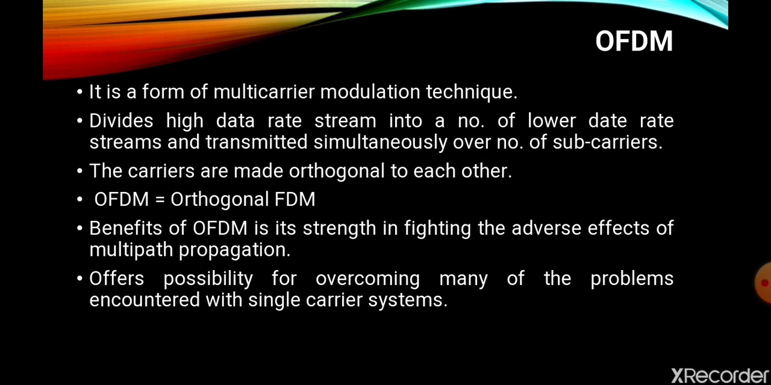So it is a form of multi-carrier modulation technique, and it divides the high data rate stream into a number of lower data rate streams, and they are transmitted simultaneously over a number of subcarriers. These carriers have to meet the property of orthogonality. Now, the frequency division multiplexing technique, which I've already learned before, can be considered to be the mother of OFDM, because it is from this frequency division multiplexing technique that OFDM was developed.